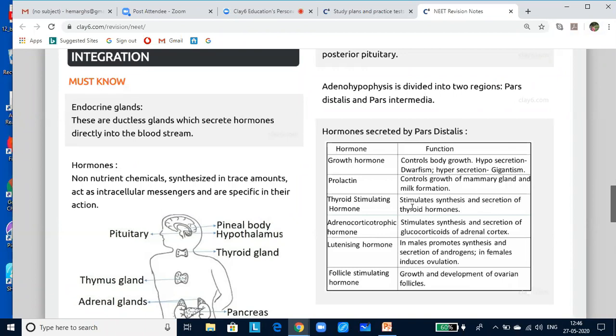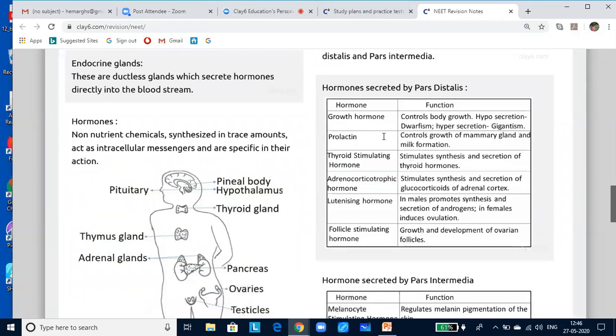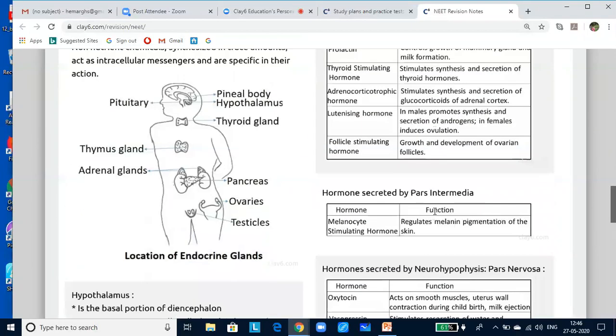Thyroid stimulating hormone stimulates the synthesis and secretion of thyroid hormones. Adrenocorticotropic hormone stimulates the synthesis and secretion of glucocorticoids of the adrenal cortex. Luteinizing hormone, in males, promotes synthesis and secretion of androgens, and in females, it induces ovulation. Follicle stimulating hormone helps in the growth and development of the ovarian follicles. Whatever you read in your book, we have put in the form of an organizer, which will be very, very helpful to you.